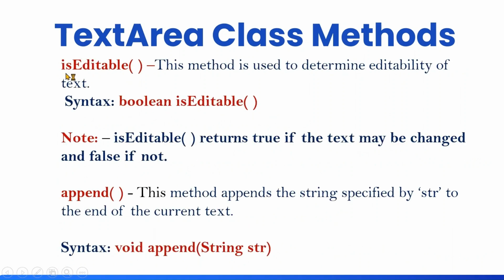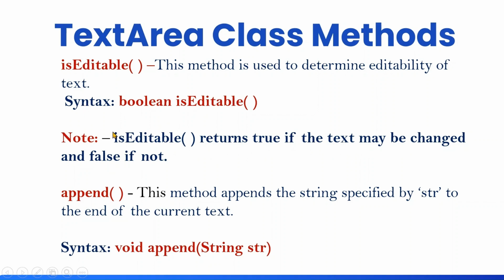Now we have isEditable. This method is used to determine the editability of the text. So I want to cross-verify whether the text area is editable or not. You apply the text area control object dot isEditable, and if it returns a true value, then it is editable. If it returns a false value, it is not editable. isEditable returns true if the text may be changed and false if not.